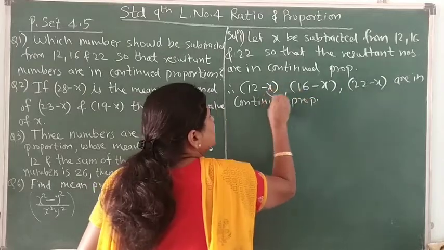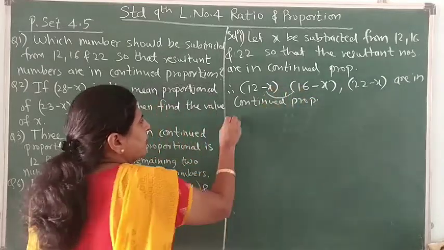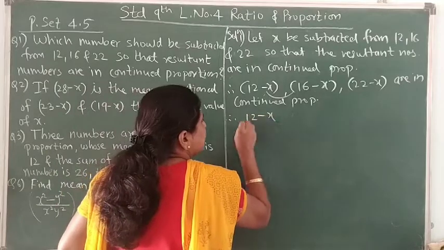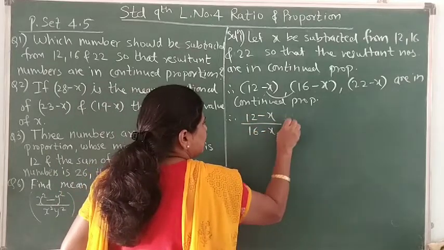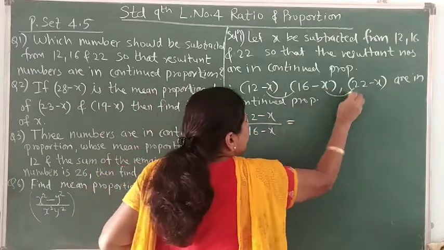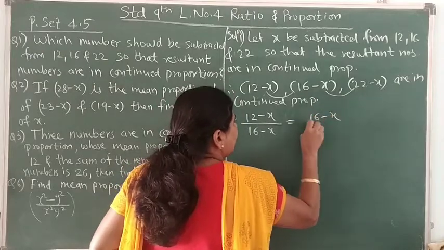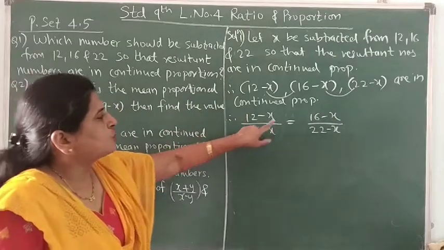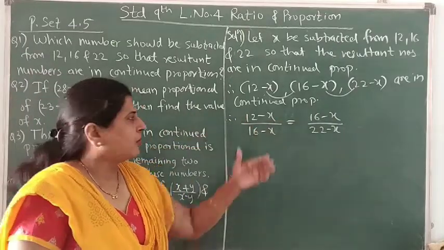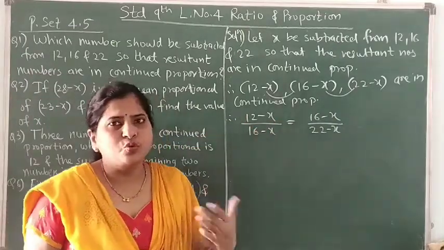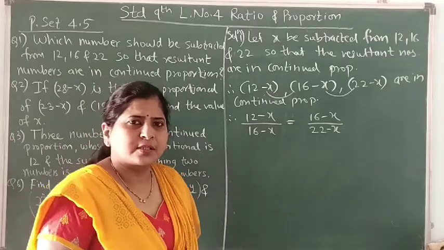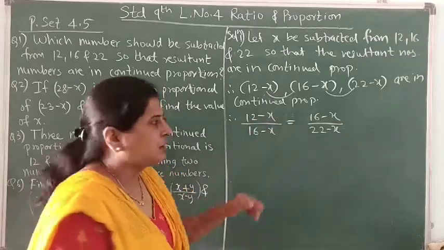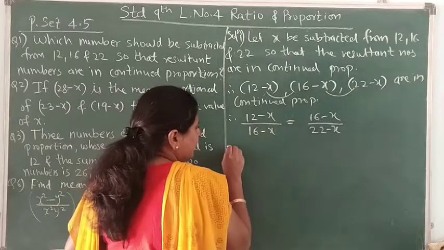So we can take the ratio of first and second, that is 12 minus x upon 16 minus x, that equals these two ratios, 16 minus x upon 22 minus x. We get these two ratios equal to these two ratios. Now again we can solve these sums by two different methods. Let me solve by the first method, just by doing cross multiplication.